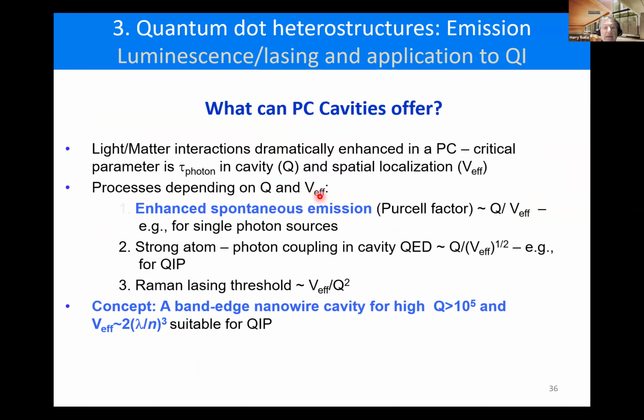So why the cavities? In general, light matter interaction in cavities can be dramatically enhanced in a photonic crystal cavity. And the reason is because the light essentially has a very long lifetime in the cavity. It bounces back and forth many times if the Q is sufficiently high.